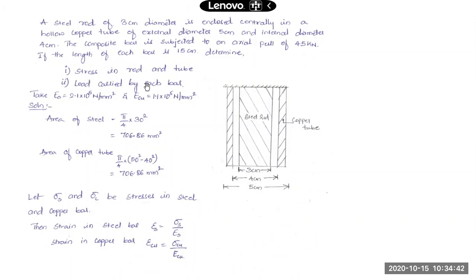Okay, so in this, you are given a solid steel rod whose diameter is 3 centimeter, and this is inserted inside a hollow copper tube. This is a hollow copper tube, so this solid bar is inserted inside this. And this hollow copper tube is of internal diameter 4 centimeter and external diameter 5 centimeter. So this is what you are having over there.